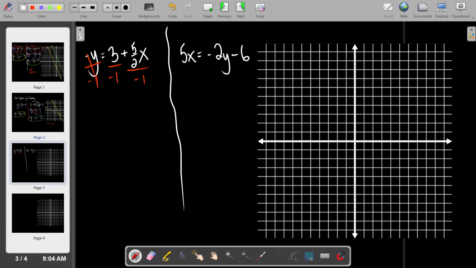Dividing by -1 is so easy because really all it does is change signs. No math. So what do I get? Y equals what? I'm sorry, negative 5 halves of x. And then what? Minus 3.